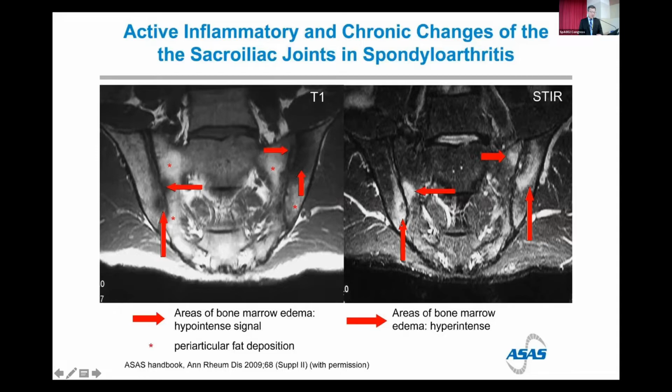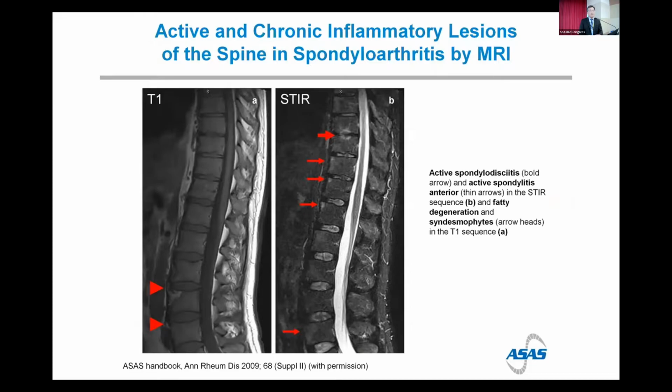We define it by more than 2 lesions in 1 slice, or lesions in more than 1 slice, and you can make a positive diagnosis of active inflammation of SpA. Then you do the T1 weighted image to see the chronic change. That means the structural damage by subchondral fat metamorphosis, fat deposition. And later on, you will see some new bone formation or even ankylosis in the long run. We don't recommend MRI for all patients with back pain, only for differential diagnosis, because the spine change should appear later, in the late stage.